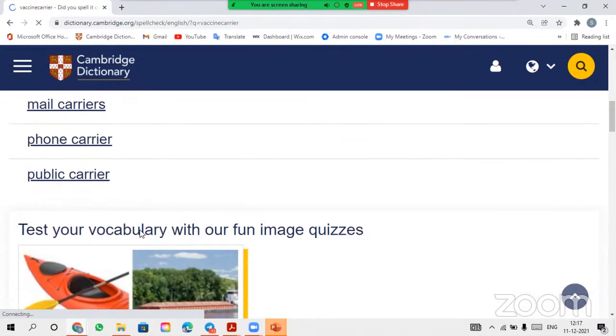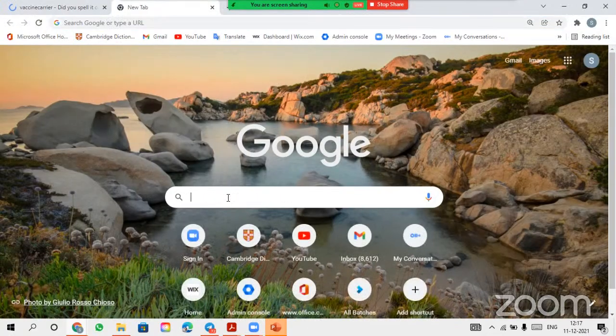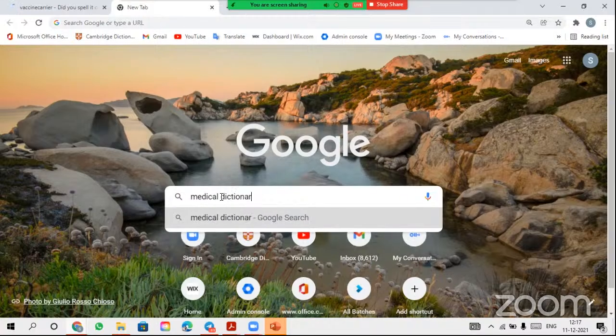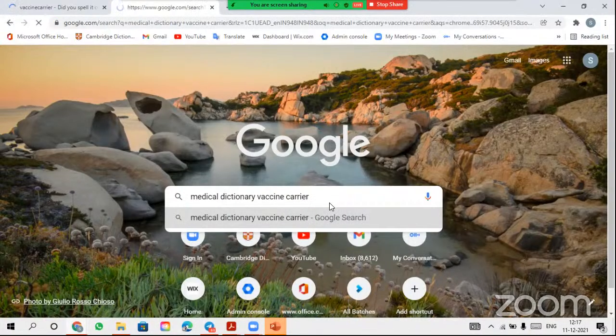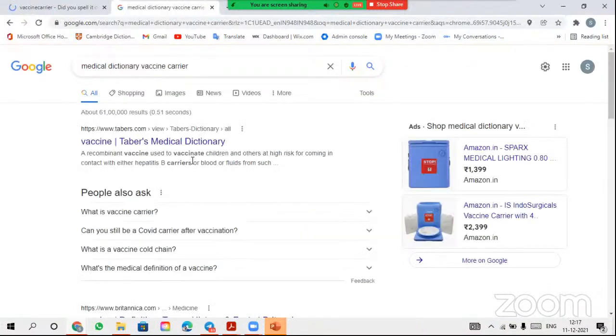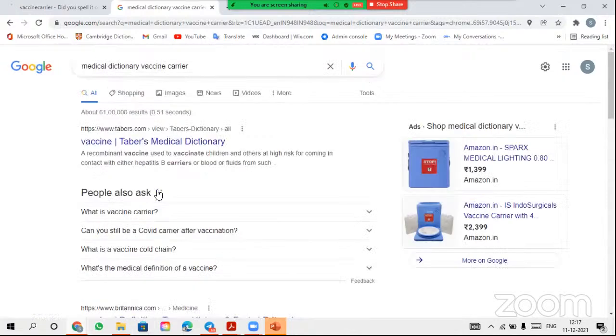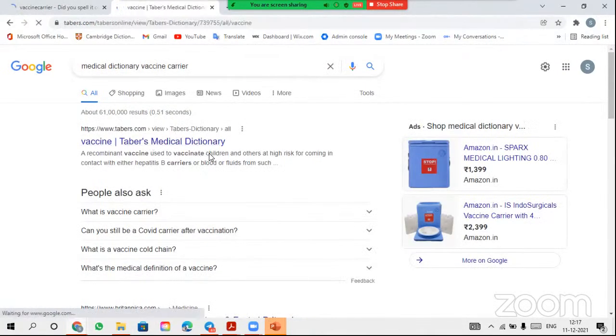Okay, it is not there here. So let us see in the medical dictionary. Vaccine carrier. So see in the medical dictionary. Then you'll get Taber's medical dictionary. Here it is. Vaccine carrier. So medical dictionary, free dictionary, Taber's medical dictionary. Let us see here.